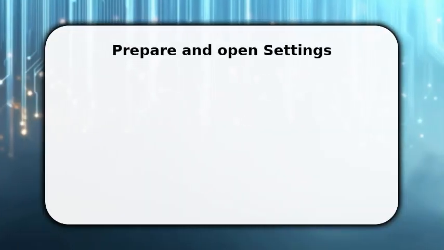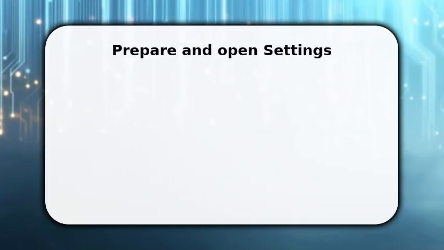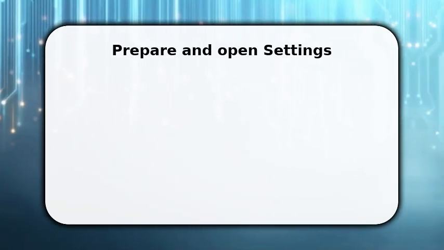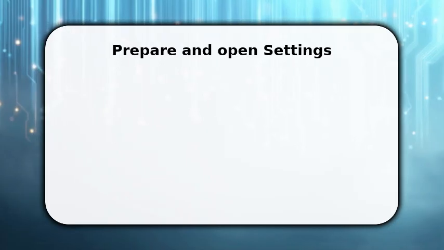You start by preparing the device. Make sure your phone is unlocked, charged, and you know the screen lock method. Once ready, open Settings and tap Apps, then tap the three-dot menu to show System Apps.